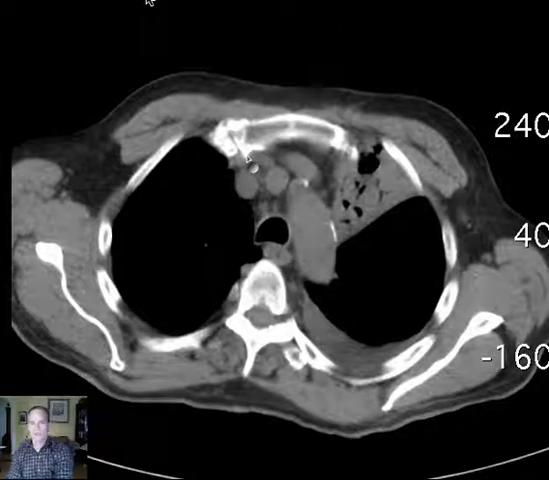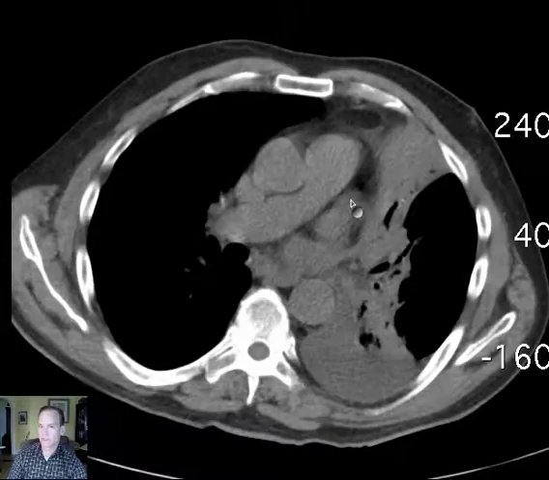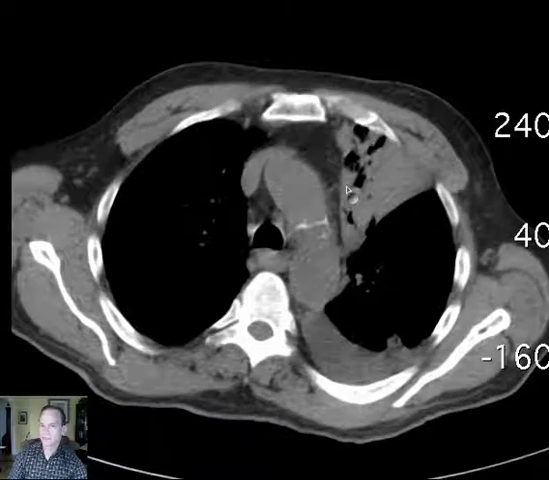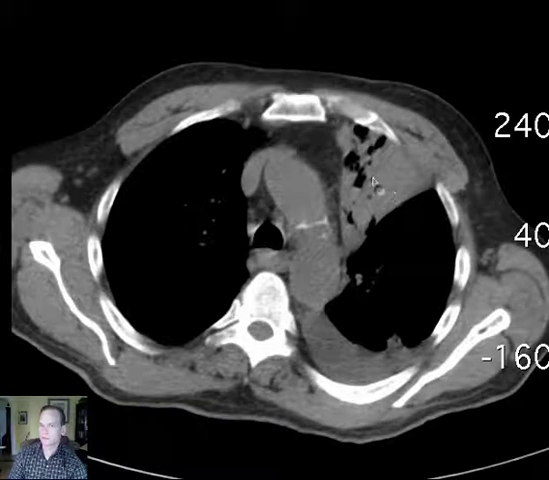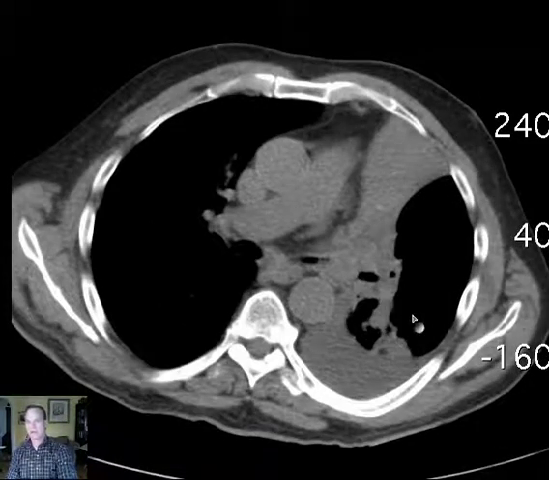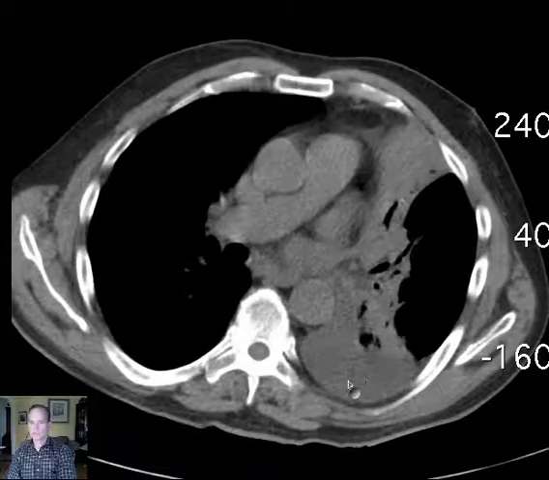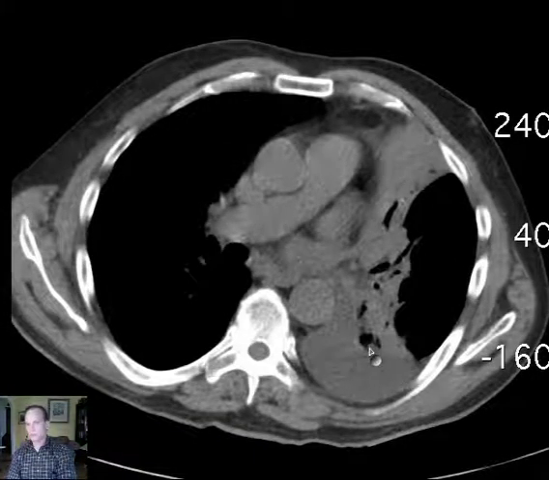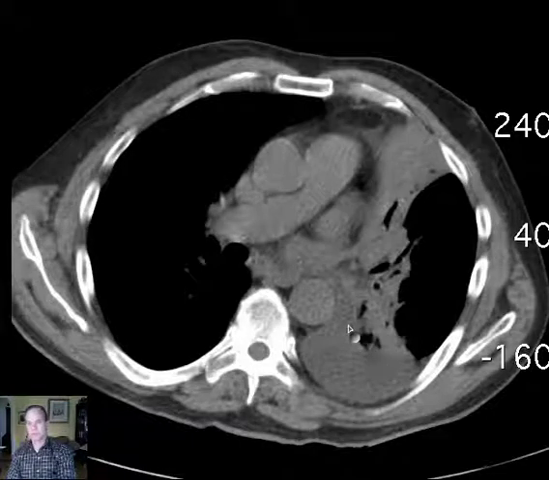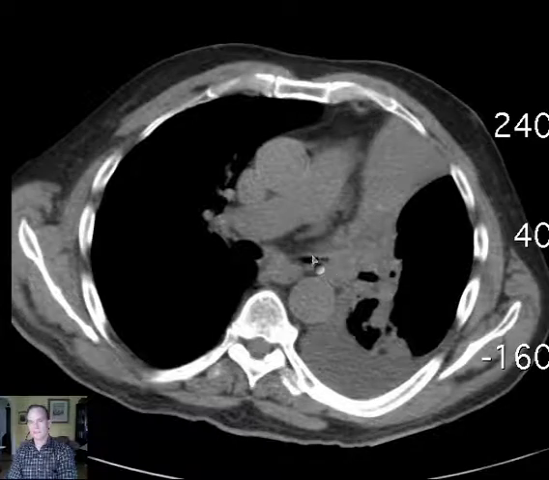with associated atelectatic changes in the left lung, and this is probably complete atelectasis of the left upper lobe with the major fissure delineating its margin, and areas of atelectasis in the left lower lobe. Well, what is this? That's pleural fluid, not uncommon to develop in a scenario such as this. And now let's see how well we can identify the tumor.